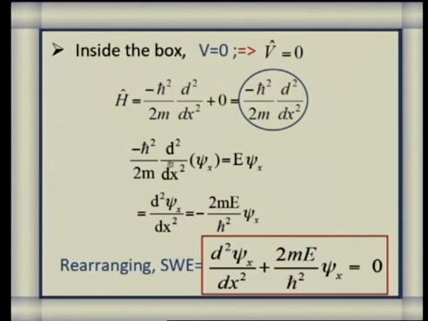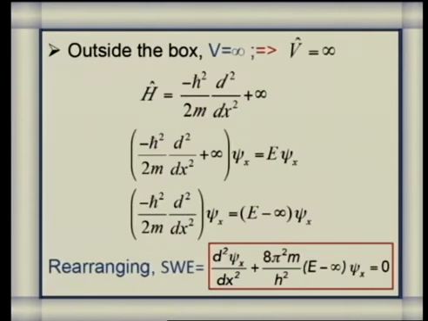If this be so, then if I take minus h cross squared by 2m d2 by dx squared acting on psi x equal to E psi x, that is my Schrodinger wave equation. I can simplify it by taking the term minus h cross squared by 2m to the other side. On the right hand side, I get d2 by dx squared of psi x equal to minus 2mE by h cross squared psi x. So this is the Schrodinger wave equation for a particle confined to a one-dimensional box of length a, that means confined to move from 0 to a along the x-axis.